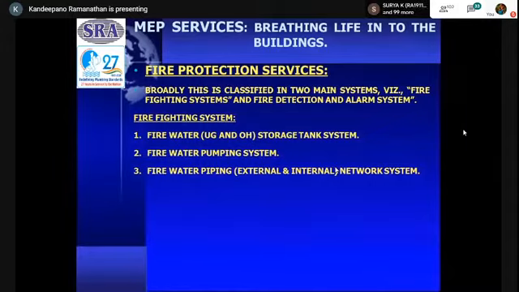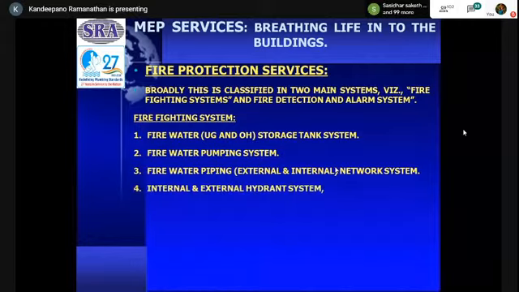Then, of course, the fire water piping, which carries this water to various places of use within the building and outside the building also. Internal and external hydrant systems are the outlet points. Fire sprinkler system.